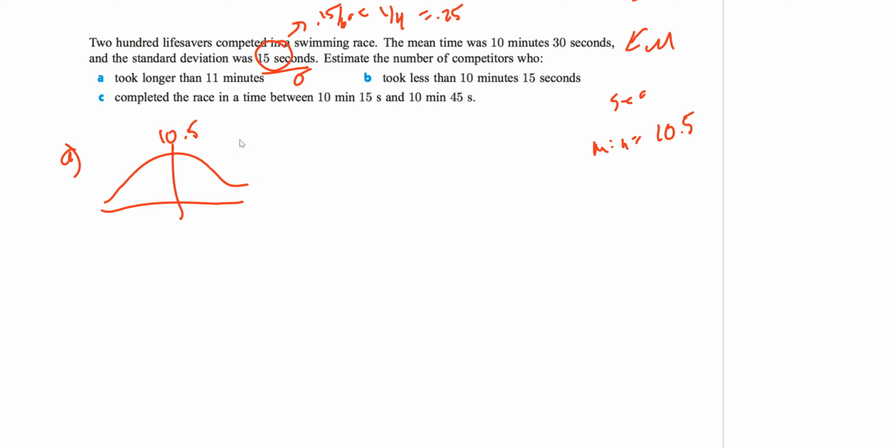So it kind of sucks. You gotta convert things, but whatever. Let's look at the first one. We're gonna do one of these because once you get the idea across, you'd be done. But let's find the probability I took longer than 11 minutes. Estimate the number of competitors who took longer than 11 minutes. So first we have to figure that out.